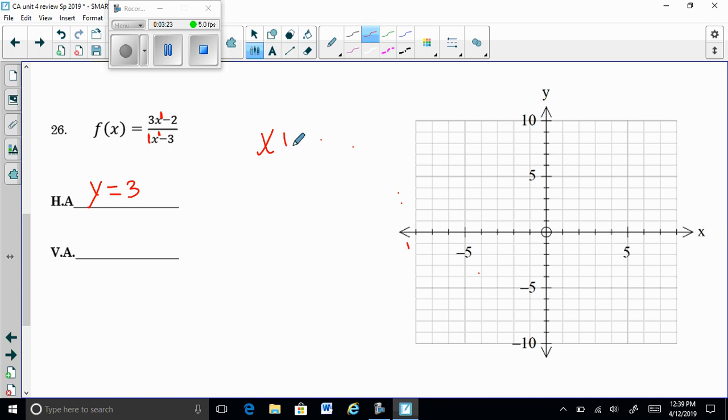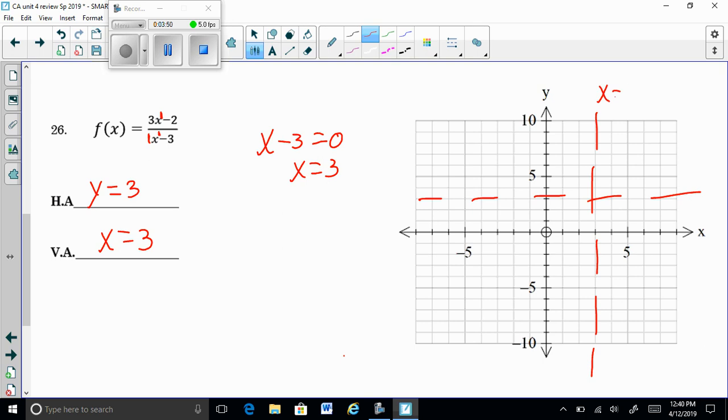For the vertical asymptote, you take the denominator and set that equal to 0. And so you get x equals 3. It's a coincidence that they happen to both be the same. So here's our vertical asymptote at x equals 3, and the horizontal asymptote at y equals 3.